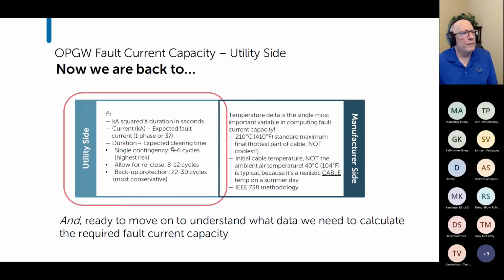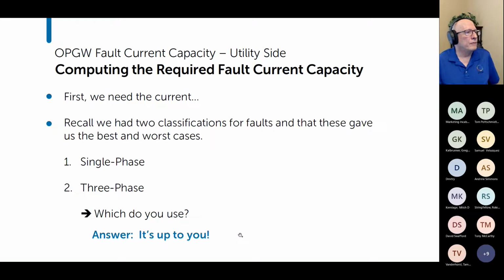So now we're back to that slide from our Engineering 101 presentation. We have a utility side, which is where we're calculating the required fault current capacity. And then we have this manufacturer's side that we'll get to later. For now, what we want to do is move on to understand what data we need to calculate the required fault current capacity. And first, we need that current.